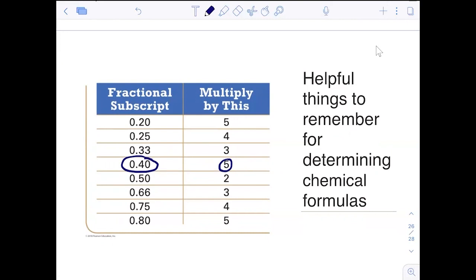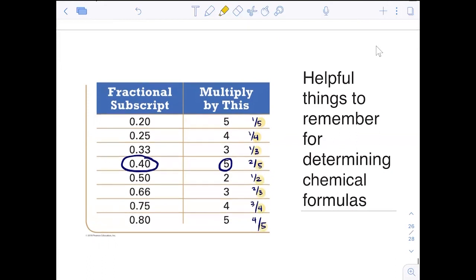You can think about this as 1 over 5, 2 over 5, 1 over 4, 1 over 3, 1 over 2, 2 over 3, 3 over 4, 4 over 5. So what you're looking at there is just different variations of those fractions in decimal form, what we usually get out of our calculator. So be very aware, all of those denominators are what you are going to be multiplying by to get rid of the denominator.